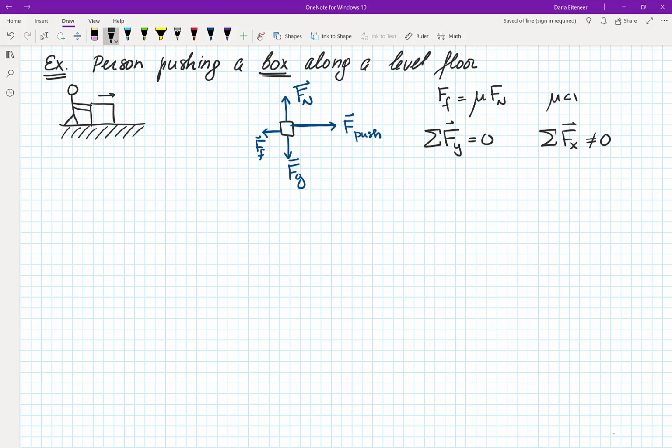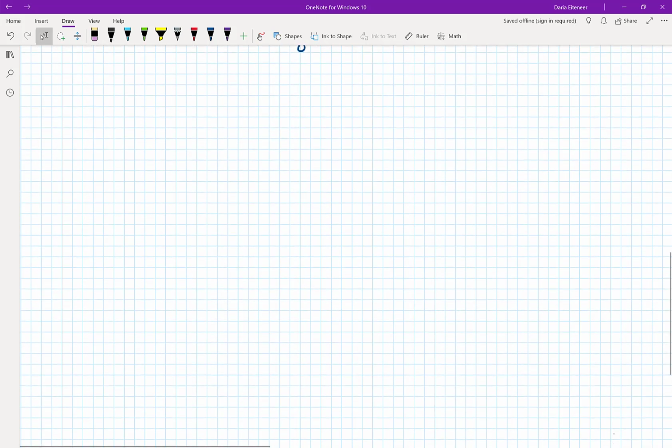Okay? So this is the best you can do in this particular problem, but you get an idea of all of these logical steps that are necessary in order to draw a free body diagram. Okay. Let's do another one. This time we will actually do calculations.